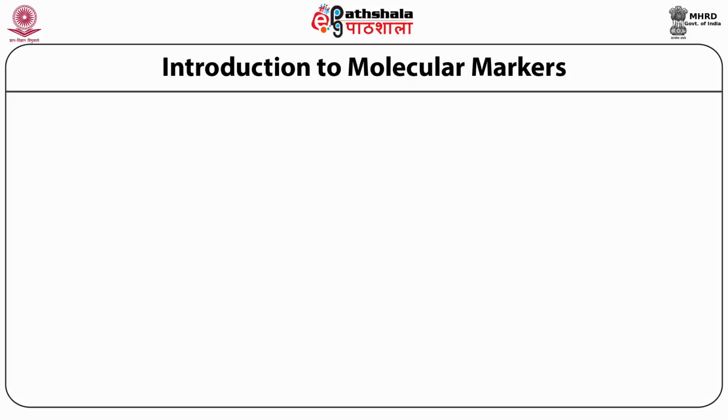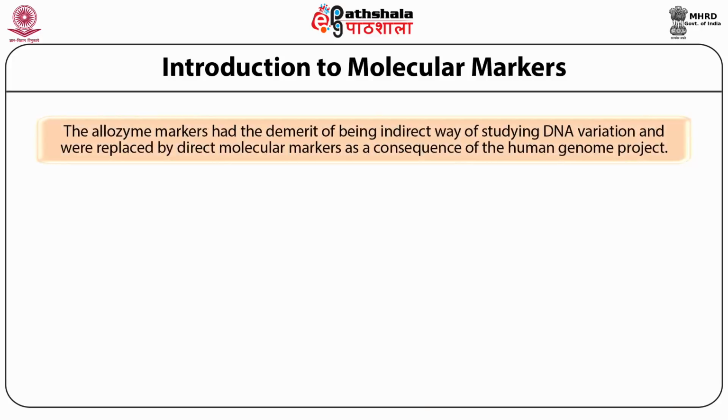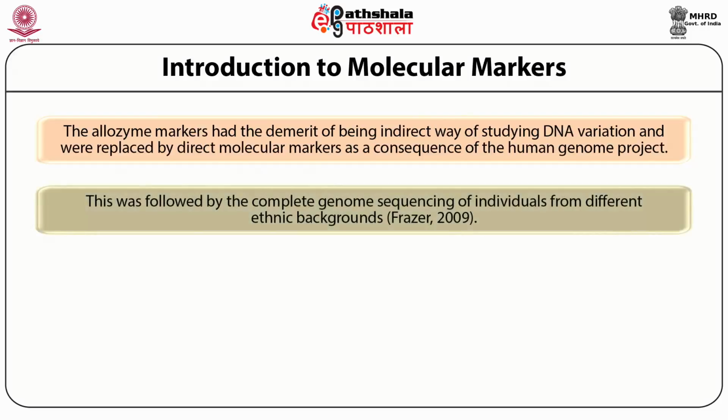We have an introduction to molecular markers. The allozyme markers had the demerit of being an indirect way of studying DNA variation and were replaced by direct molecular markers as a consequence of the Human Genome Project. The Human Genome Project generated a human genome reference sequence. This was followed by complete genome sequencing of individuals from different ethnic backgrounds, as reported by Fraser in 2009.